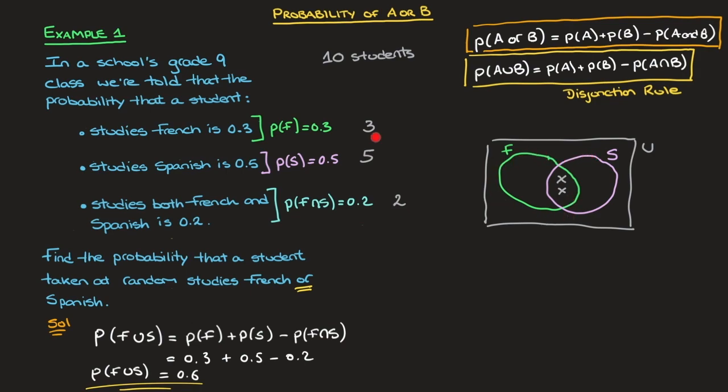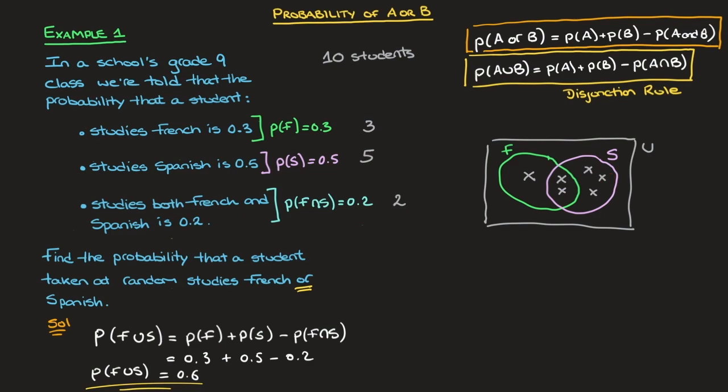Moving on, I know there are 3 students in total who study French. Well, I already have these 2 students here, so I need to add another one right here. And this student only studies French and not both. In a similar way, there are 5 students who study Spanish. And since I already have 2 of those students here, I need to add 3 X marks in the set S.